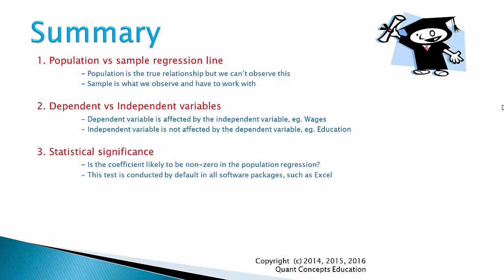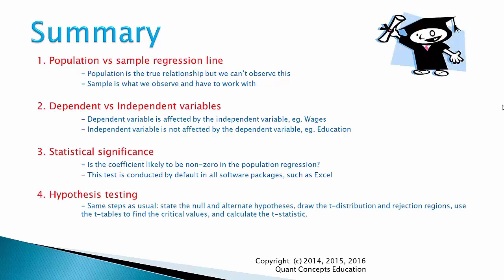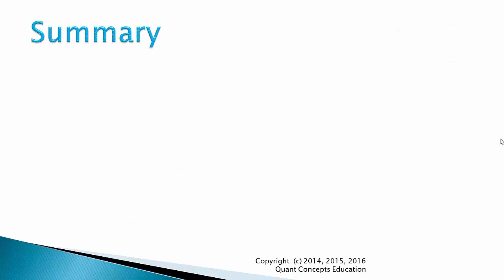Fourth, how do we make inferences about the true population regression using only the estimated sample regression line? Hypothesis testing. We follow the same steps as usual. State the null and alternate hypotheses, draw the t-distribution with rejection regions, etc., etc. Make sure you always use the student t-distribution for regressions, as we always only have the sample standard deviation. We never use the z-distribution for regressions.